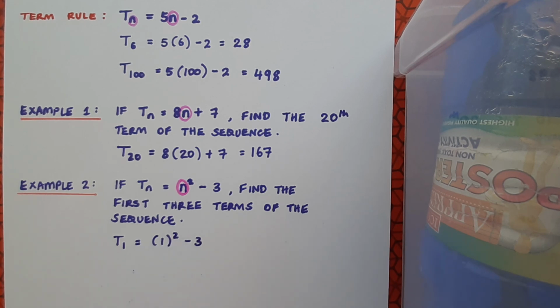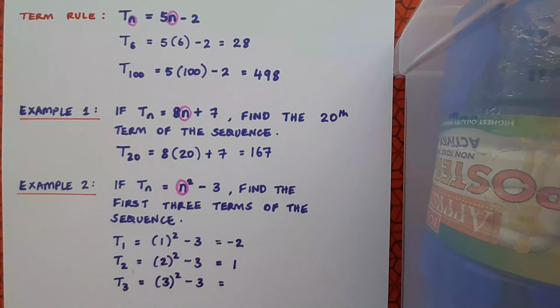Go to your calculator and evaluate, and in this case I get minus 2, so the first term in the sequence is minus 2. Next I want to find term 2, so that's 2 squared minus 3, in this case that's 1. And finally I want to find term 3, so that's 3 squared minus 3, which is 6.